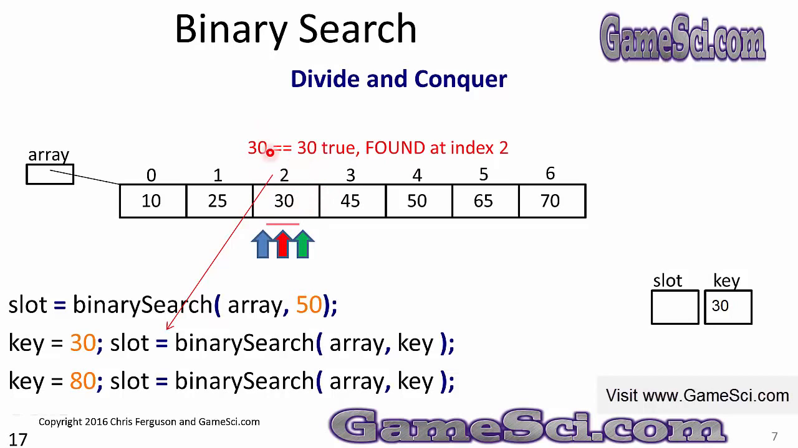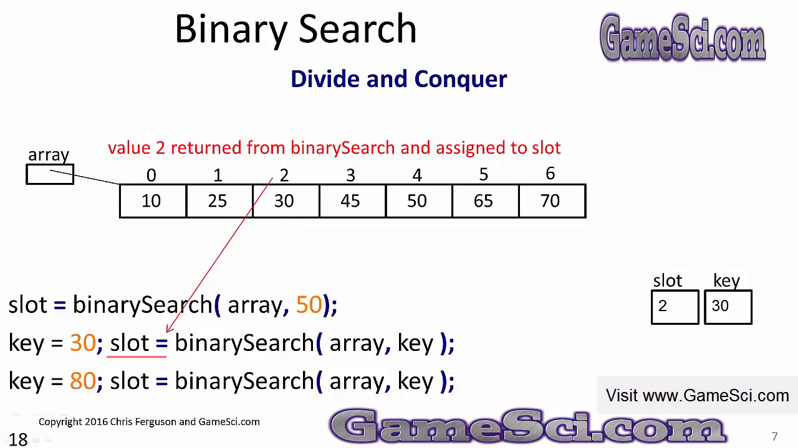They match. If they match, we're going to return found at index 2. Again, we don't return 30. We return the position where 30 is at, and that's the 2. Where's the 2 going to go? It's going to go back to whoever called binary search. This is the line of code that called binary search, so I'm going to execute that equal sign right there. When I say slot equals, the 2 that we found our 30 at gets assigned to the variable slot, and our binary search is complete. 30 was found at index 2 of the array.